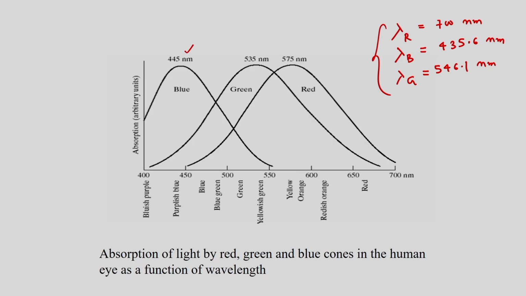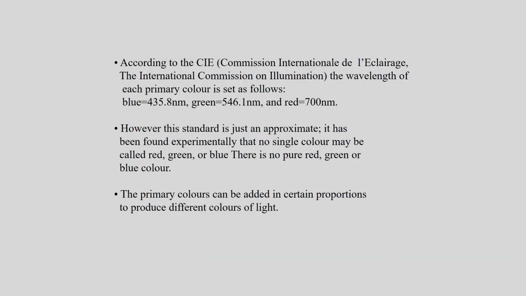But in this figure I am showing only the response of the cones, the red cones, blue cones and the green cones. According to the International Commission on Illumination, the wavelength corresponding to blue is 435.8 nanometers, green is 546.1 nanometers and red is 700 nanometers.